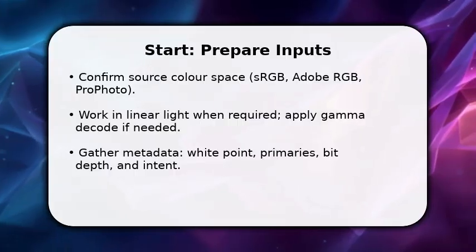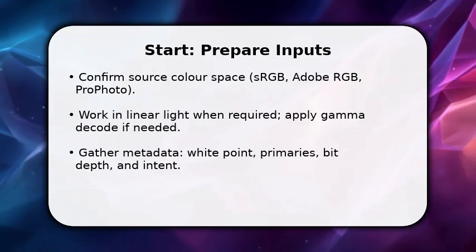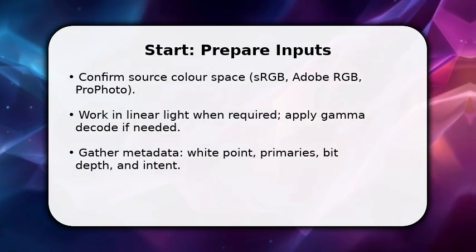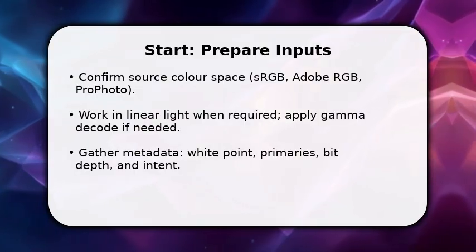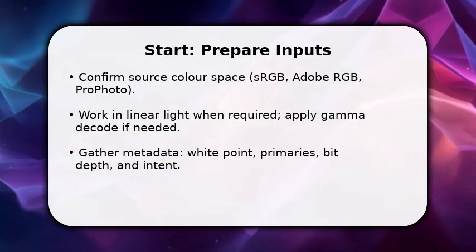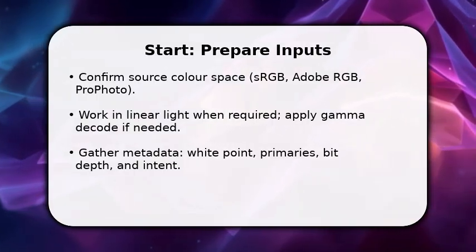You begin by confirming the source color space and its metadata, because accuracy depends on knowing primaries and white point. Decode any gamma to work in linear light so math behaves predictably. Set your working bit depth and rendering intent now. Once done, you avoid clipping and posterization later.